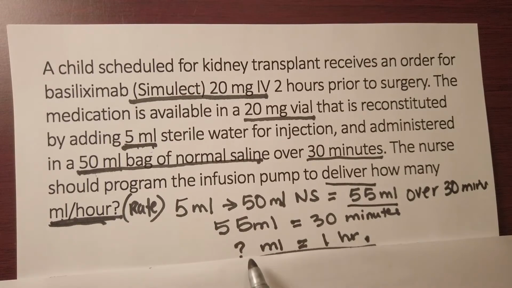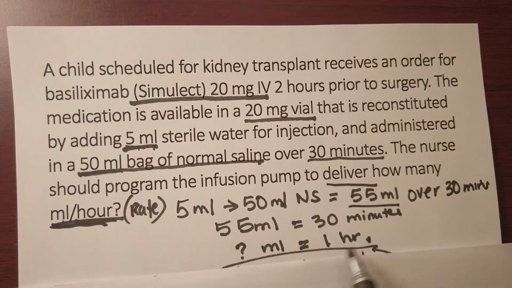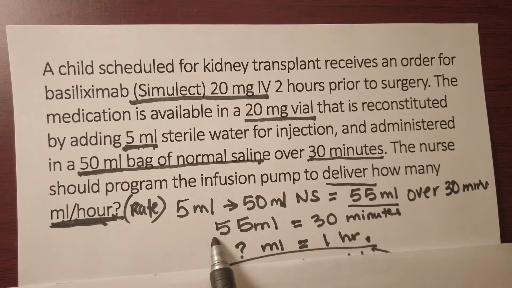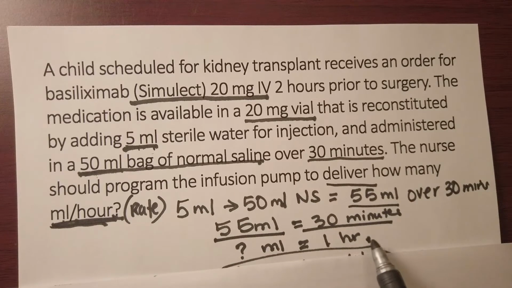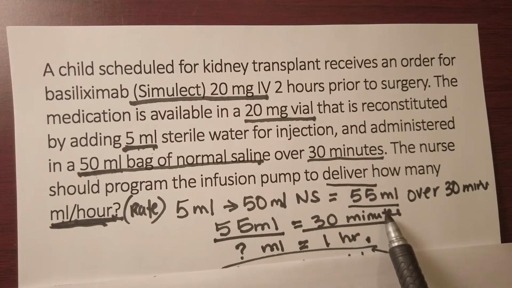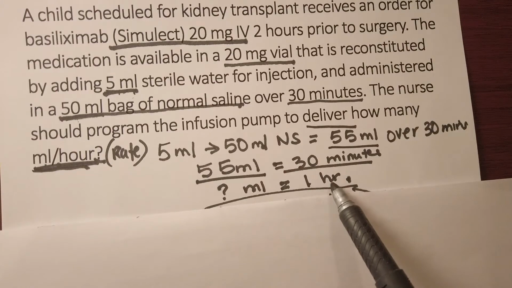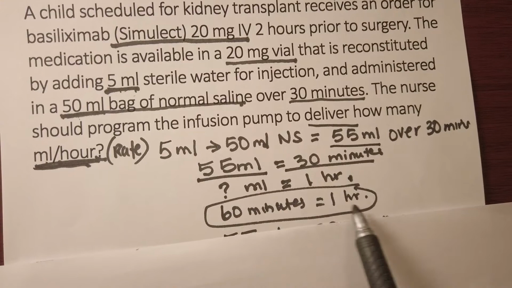The question is asking us how many mLs in 1 hour. So mLs per hour is our rate. When you're solving this equation, you have to make sure that your units on this side is the same. This one is 30 minutes. This one is 1 hour. You need to convert this hour to minutes or minutes to hour. I'm going to convert my hour to minutes. So I'm going to have 60 minutes equals to 1 hour.